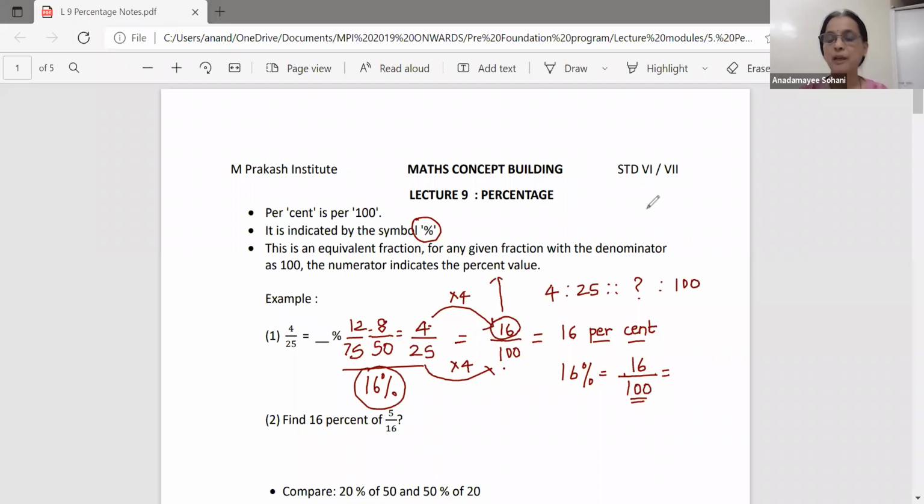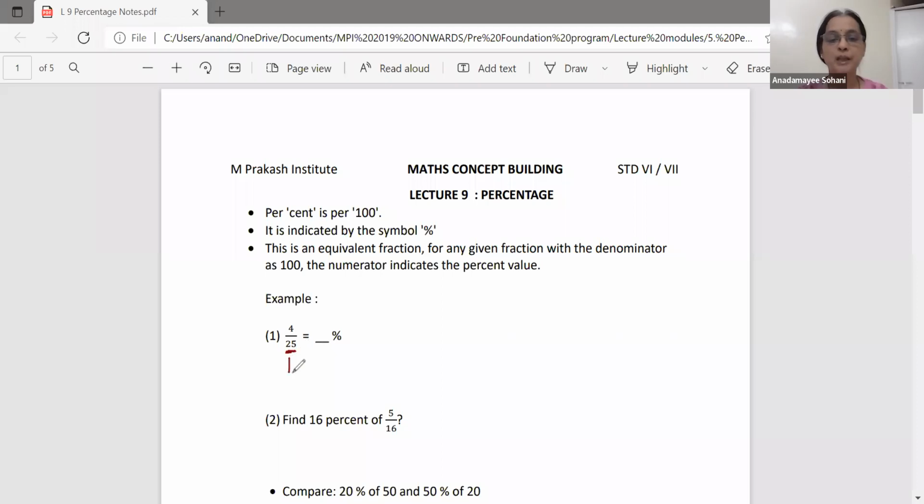Now, when the denominator is a factor or multiple of 100, converting into percent becomes really easy. If this was like 4 upon 13, what percent is it? Then we will get some decimal value in the numerator, because there is no direct multiple of 13 that will give me 100. So in the numerator also I will have some fractional or decimal value.